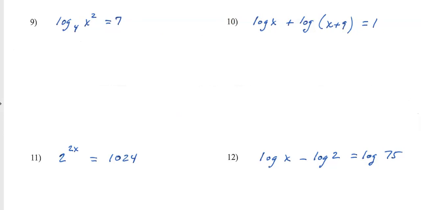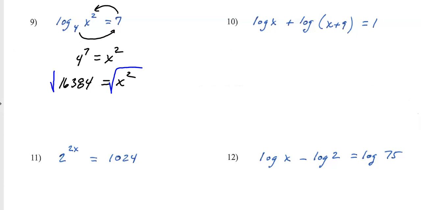All right, next one. How do I want to do this? I got options here, man. I think I'm just going to go to exponential form. Why not? 4 to the 7th power equals x squared. 4 to the 7th power is 16,384. Big old number. Take the square root.